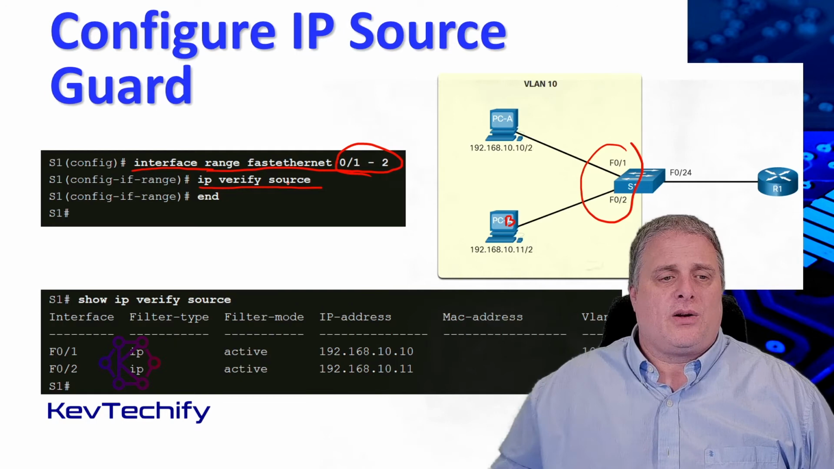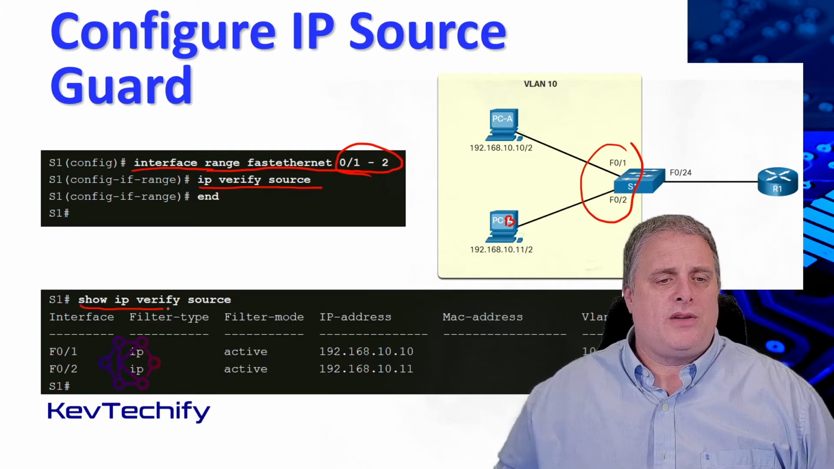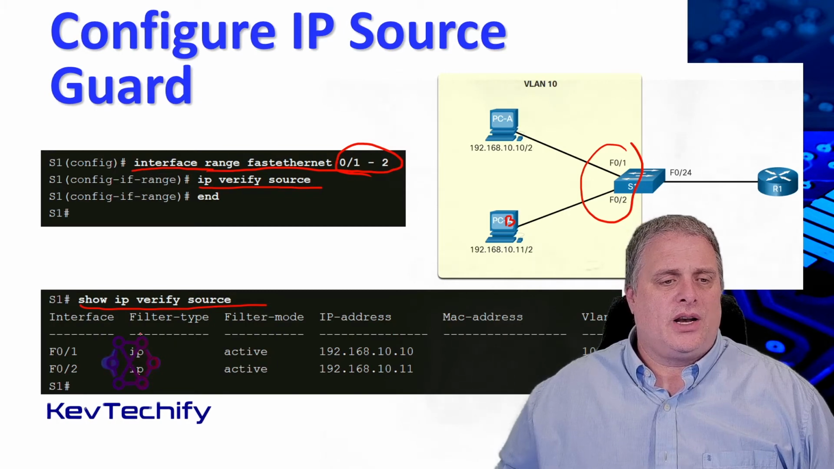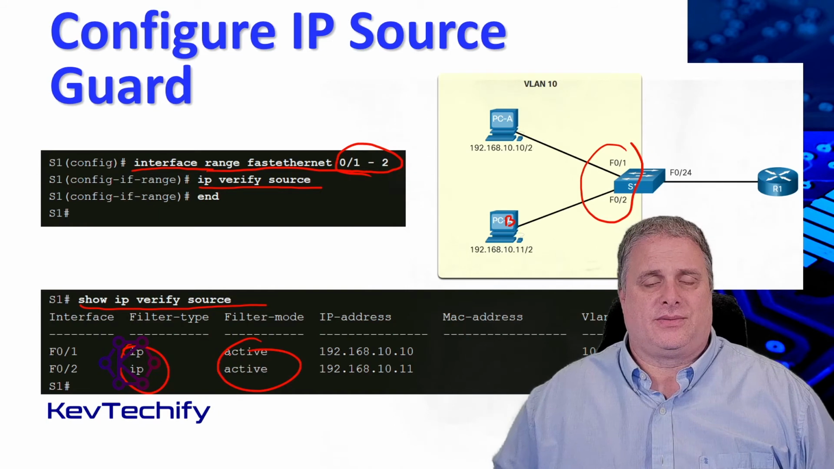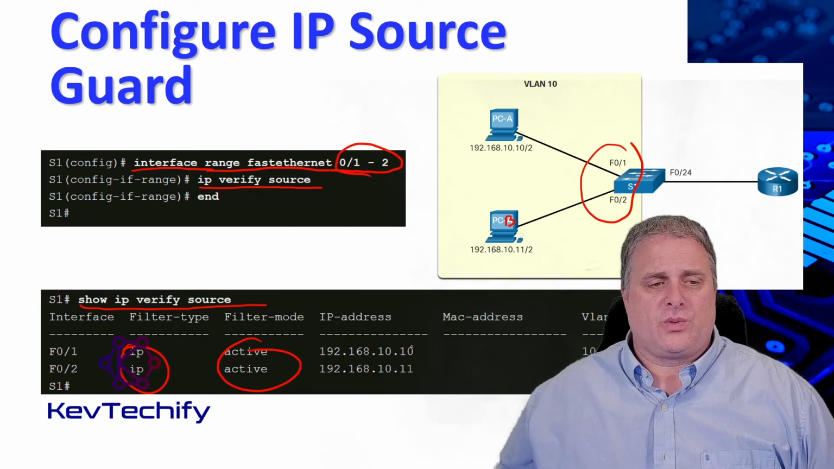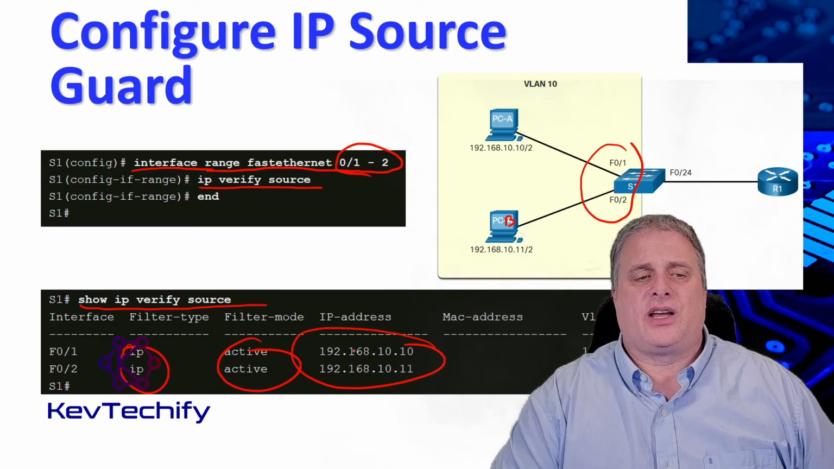To verify it, we can use the show ip verify source command. It will list it out, and we can see down here we have a filter type of IP, and the filter mode is active. It also gives us the IP address of the expected devices that are connected there.